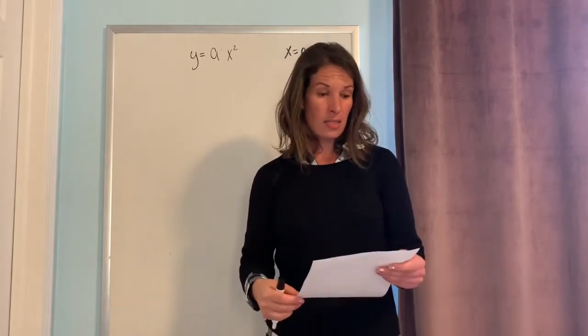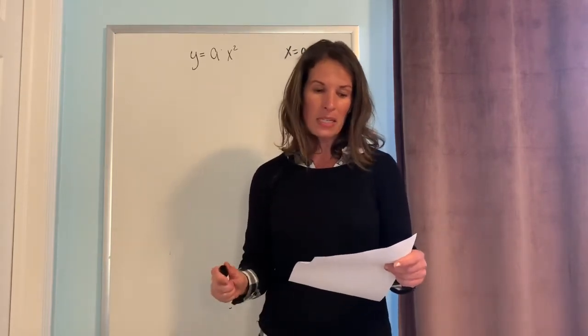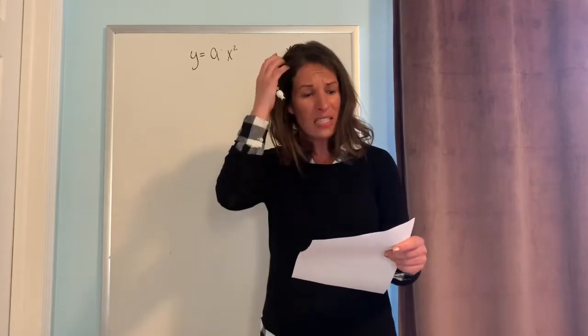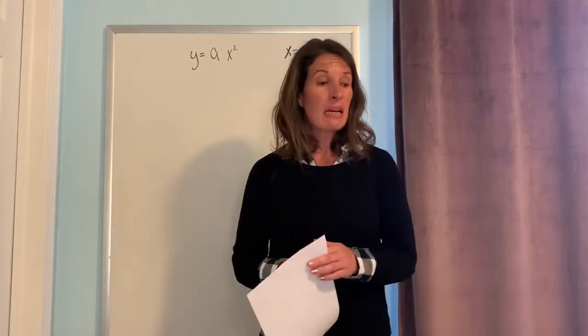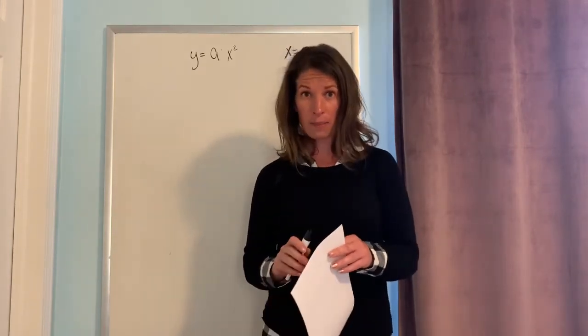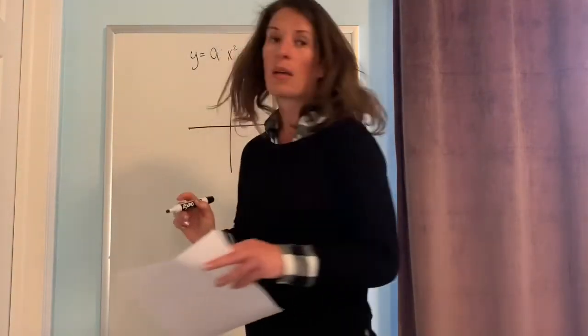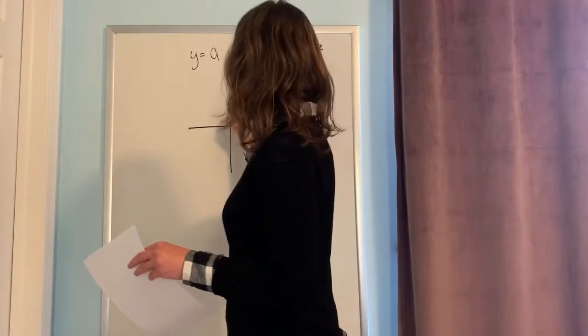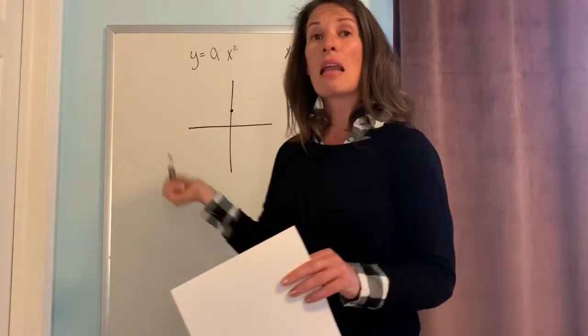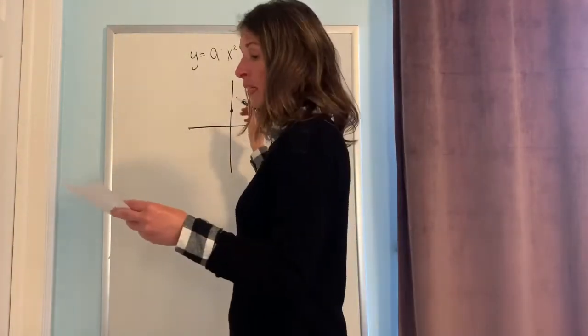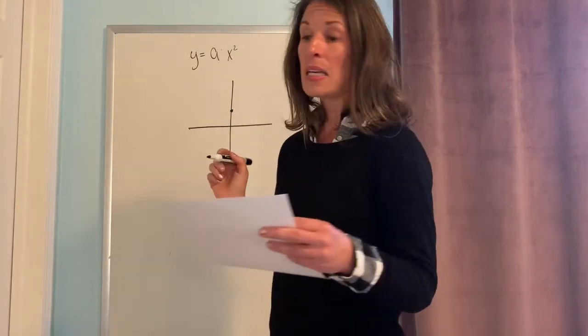It says that a parabola is a set of all points in a plane that are the same distance from a fixed line and a fixed point not on the line. Now, what does that look like? It looks like a focus that is not on the line. This is our fixed point. So the fixed point is the focus.